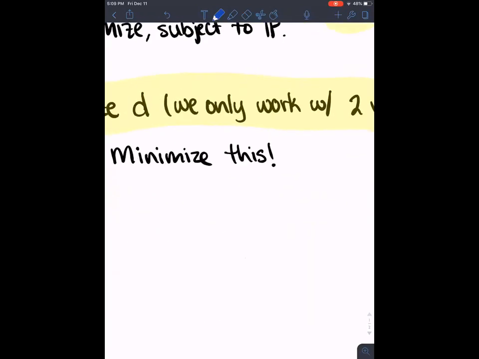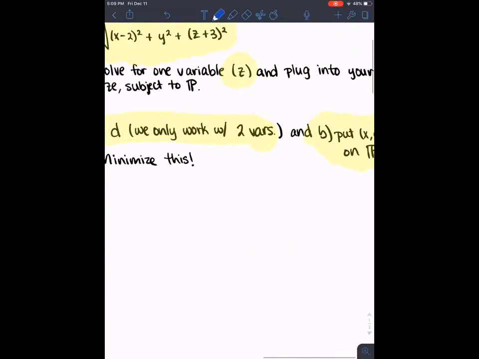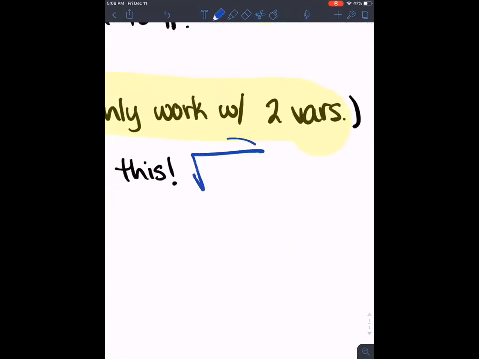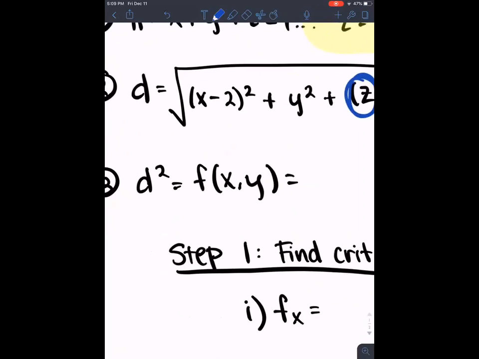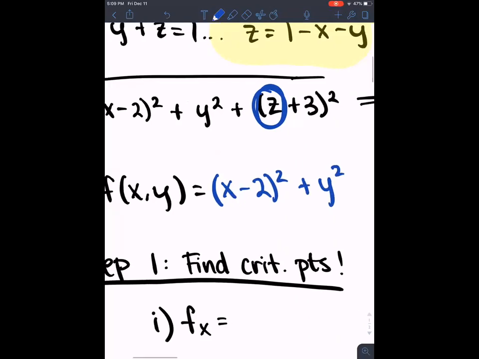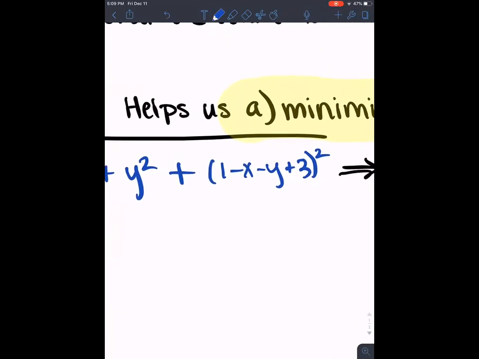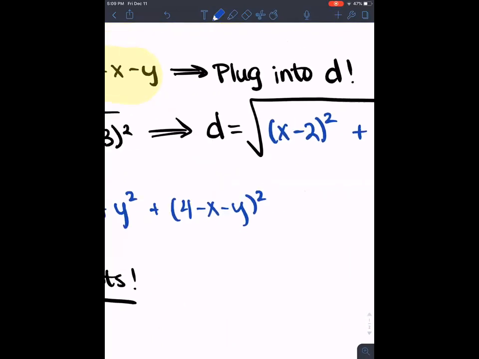Now, a trick that we learned in class is that instead of minimizing the actual square root, we can just minimize what's inside the square root. So instead of minimizing this whole thing, we just want to minimize whatever's inside of it. So I've rewritten this here. D squared equals f(x, y). And here we can just write whatever's inside the square root, which is this. And I've just combined terms to get (4 - x - y) squared.